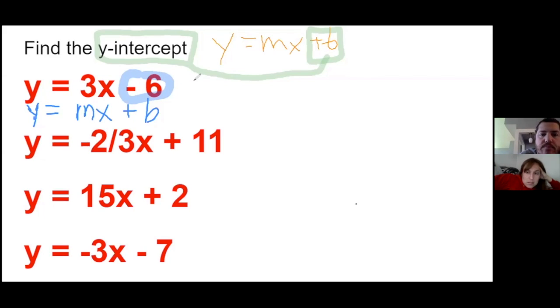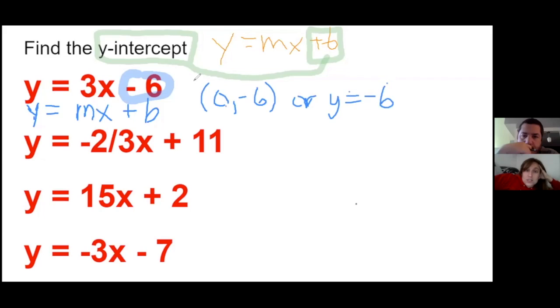Right. So the y-intercept, there are 2 ways they can write it: 0, negative 6, or y equals negative 6. And for this exercise, write both. Write both, yes. Para este ejercicio, escribe las dos maneras.